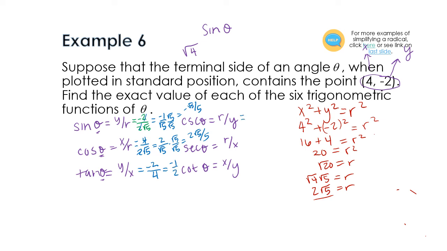And now for their reciprocals. So we've got our r value, which is 2 root 5, over our y value, which is negative 2, so that becomes negative root 5. Secant is r over x, so 2 root 5 divided by 4, which is root 5 over 2. And then the cotangent is x over y. So that's going to give me 4 over negative 2, which is just negative 2.